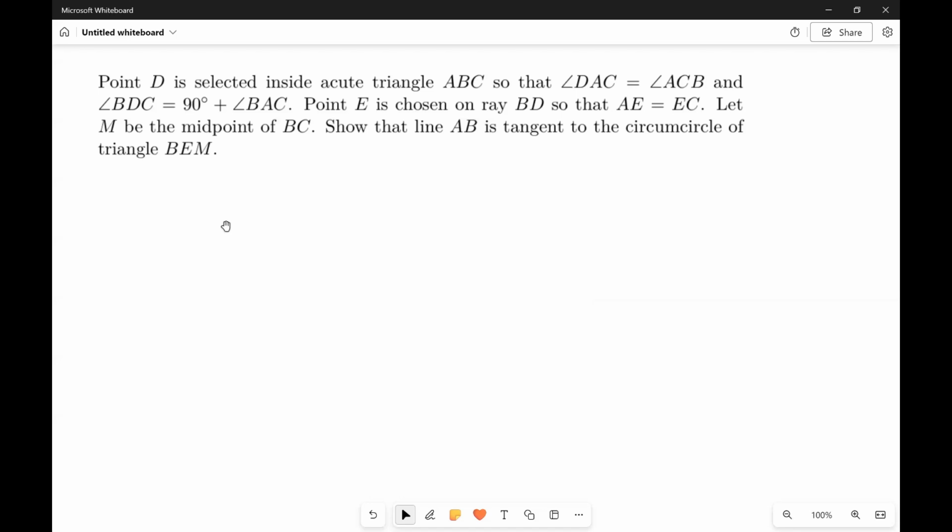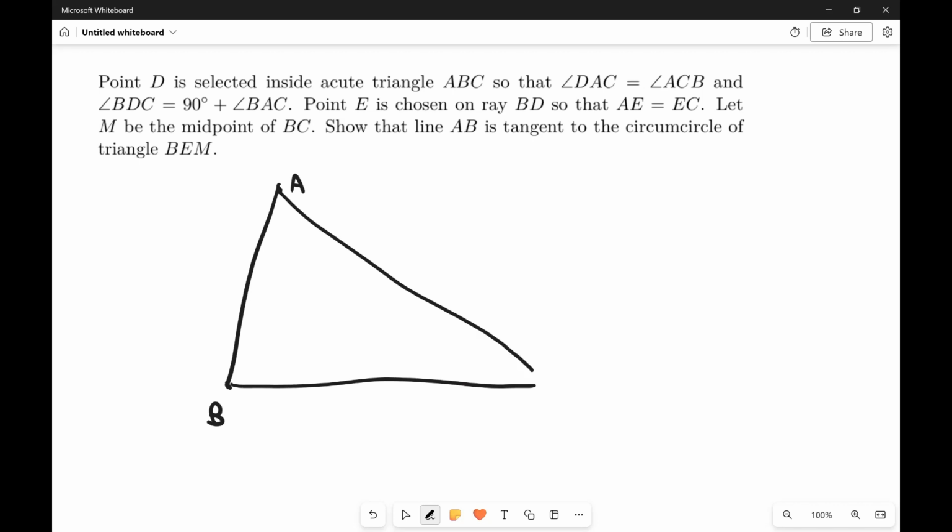So I'm going to go ahead and give the best motivation for the cleanest solution that I could find. So let's get started. This is a geometry problem, so the first natural thing to do, as we should with all geometry problems, is to draw a diagram. We have our triangle ABC, which is acute, and then point D selected inside the triangle, so that angle DAC is angle ACB. So it's something like that. And angle BDC is 90 degrees plus angle BAC. So we're looking at something around here.